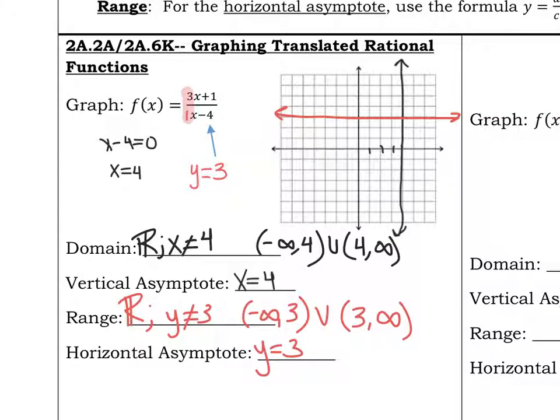Now we look at our coefficients. We have a positive 3 over a positive 1. This graph is a positive graph. So again, my branches are going to go in the first and third quadrants. And don't forget, your branches are never going to touch your asymptotes.